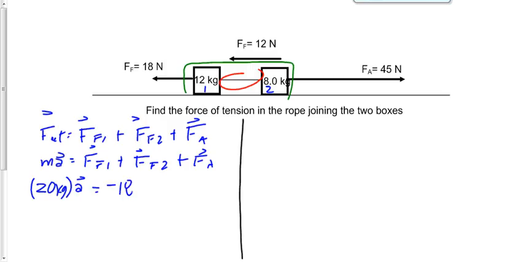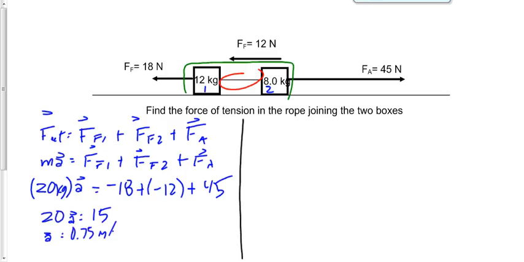FF1 is negative 18. FF2 is negative 12. FA is 45. 20 times A is equal to 15 on the right side. A is equal to 0.75. So the system, the back of the truck, the wagon with the two kids in the back, whatever it is, accelerates at 0.75 meters per second squared. And everything within that system accelerates at the same rate. When you're in your car and your car accelerates at 0.75, you accelerate at 0.75, and so does the person in the back seat.